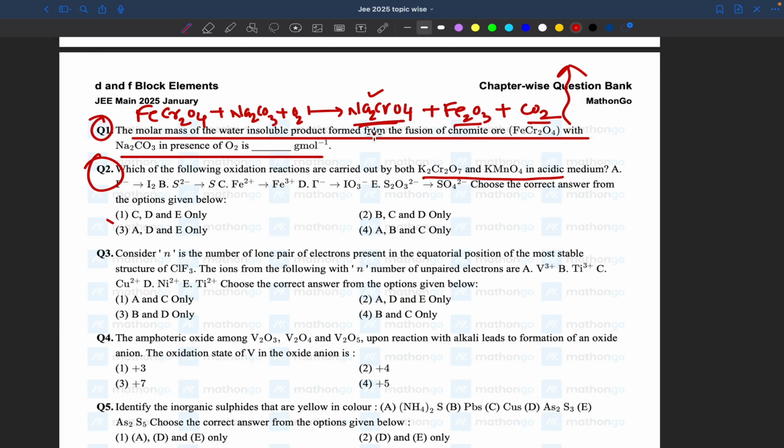Right, so we have to talk about sodium dichromate being more soluble than potassium dichromate. Right, so here Na2CrO4 is a liquid solution, Fe2O3 is the solid, right?